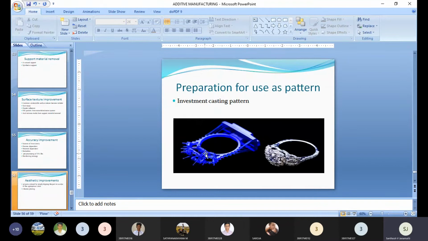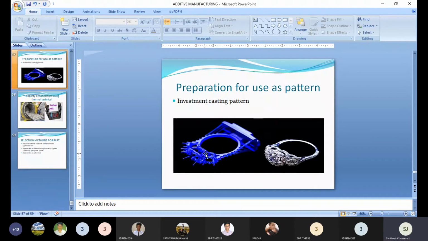Now coming to the next one, the preparation for use as a pattern. This also we can take as post processing. As we can see in the image, this is very complex in shape. What we can see in the slide, this figure, is a ring. This jewelry ring is very complex in shape. We can create such kinds of rings with the help of 3D technology. It is very difficult to create such designs. It's very complex in shape.